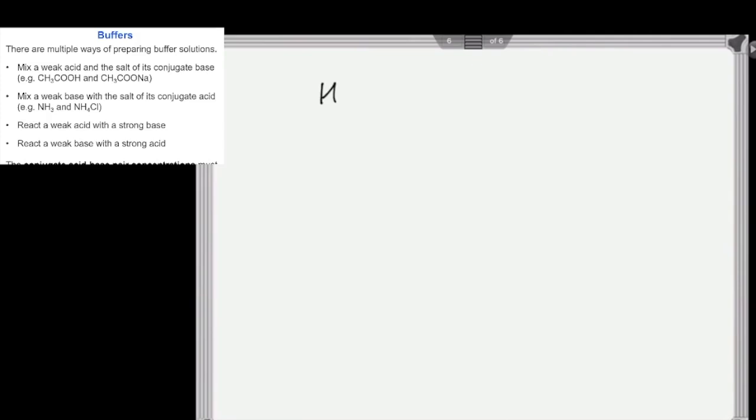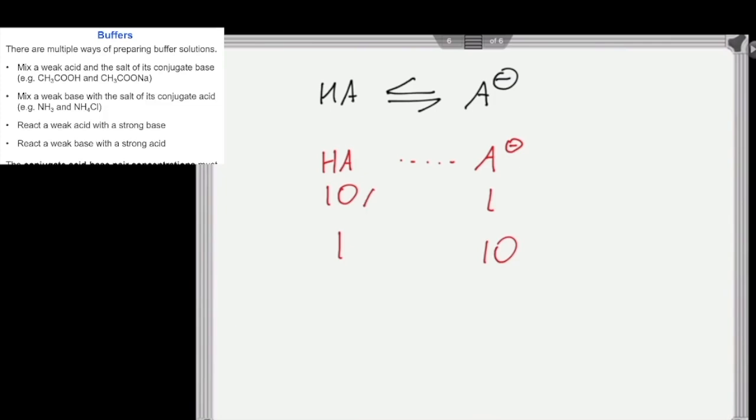So if I have an acid and in this equilibrium its conjugate base, for this to be a buffer, the ratio of HA relative to A minus can range from 10 to 1 or 1 to 10. What I mean is that's a multiplicative factor of their relative concentrations. If I have 10 times as much weak acid as conjugate base, or 10 times as much conjugate base relative to weak acid, this range is what we call our buffering region.